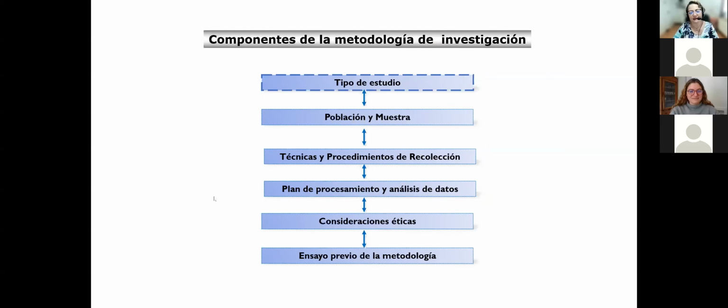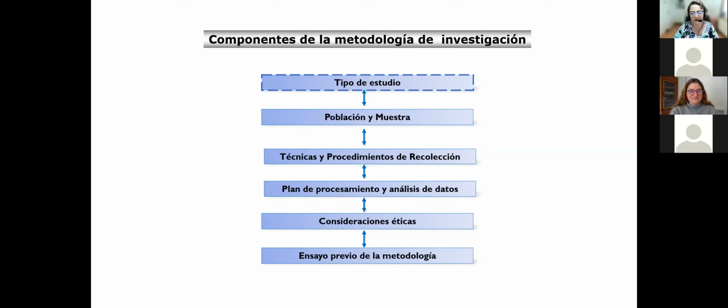So I will focus on the components of a research methodology. The first component, which we can consider as a subtitle that you can use in the research methodology in an explicit manner, is the type of study. What methodological strategy will I select to address this research question? The second subtitle is the population and the sample. So who will be part of this process?